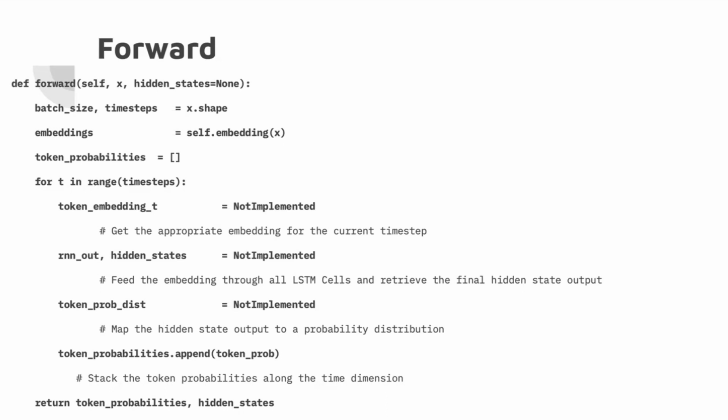So X is the shape, which is batch size, comma, time steps, right? Here, batch size means how many sentences there are. In the example, we saw that there are two sentences or two sequences. So the batch size is 2 and the time steps is the sequence length, which is how many tokens there are in each entry in the batch.